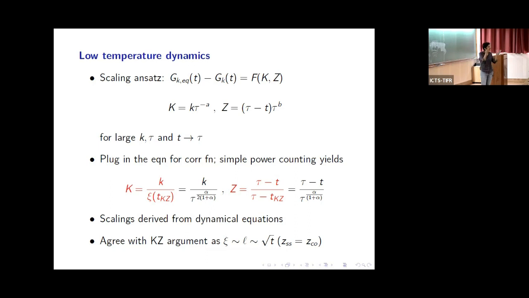Okay, so you plug it into your equations, write down the PDE, and find out the A and B, which will give you the scaling equations, the equation for the scaling function. So it's a straightforward exercise that one can work out. So from simple power counting, it turns out that the exponents that we get are the same as what you expect from the Kibble-Zurek argument. Okay? So that's all nice. It's not a major point, but this is derived, not just obtained by using the Kibble-Zurek argument. So this is derived. Okay.